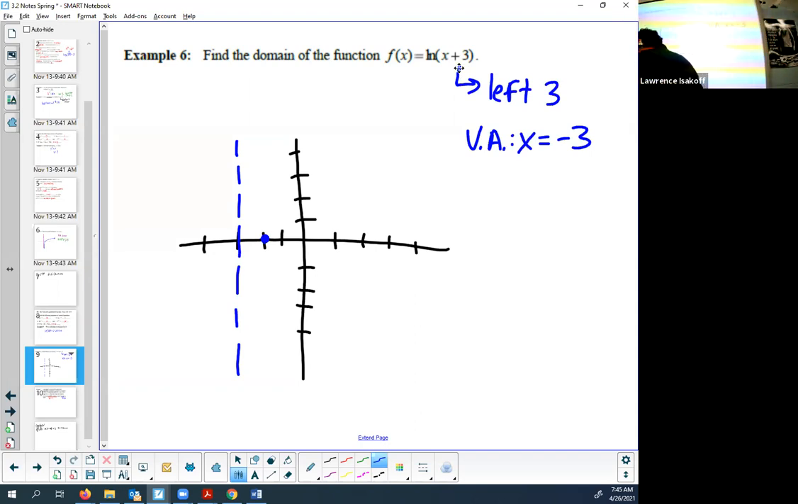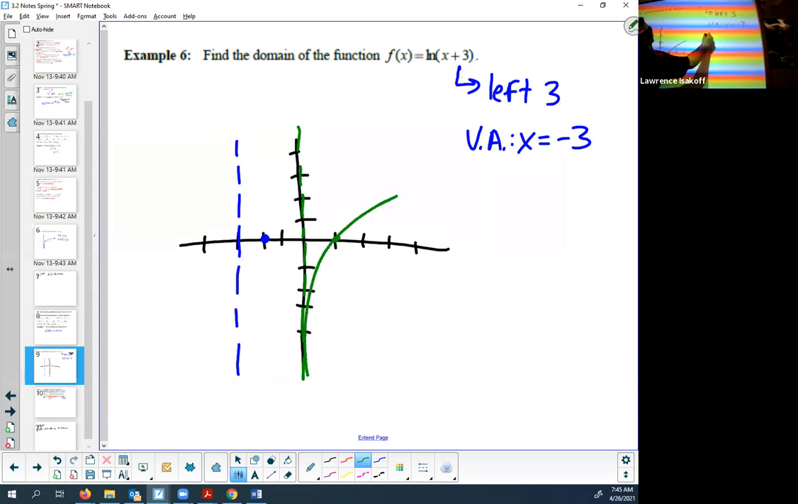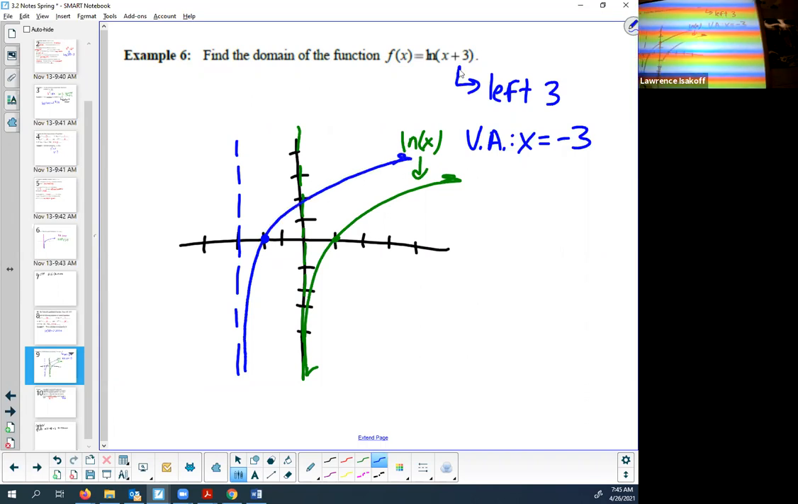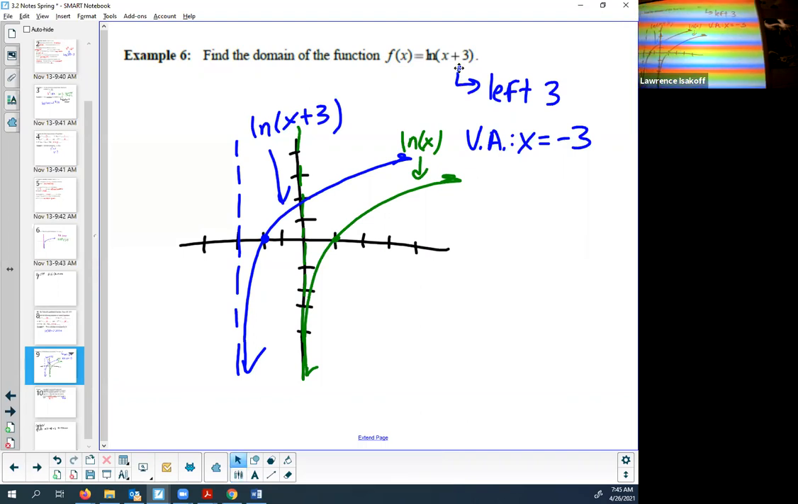So my default, I'll do in green. This is the ln of x. In blue, this is the ln of x plus 3. So we see all I did was shift everything over, left 3 units.